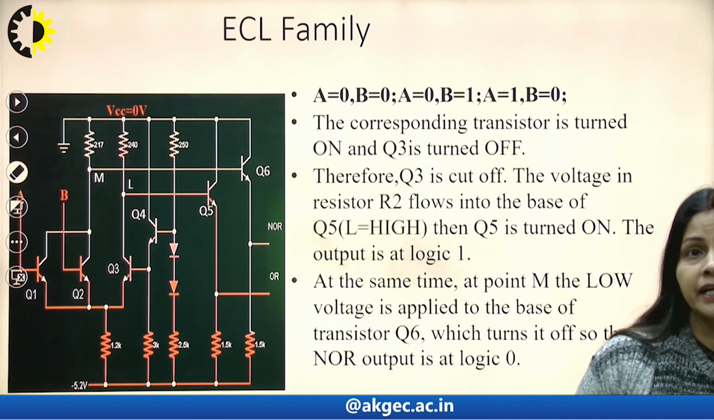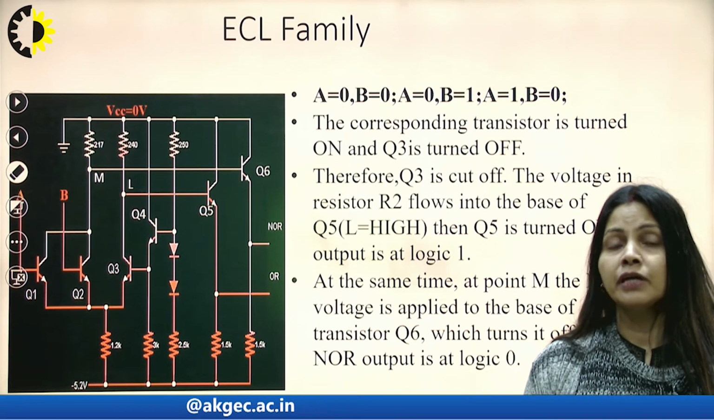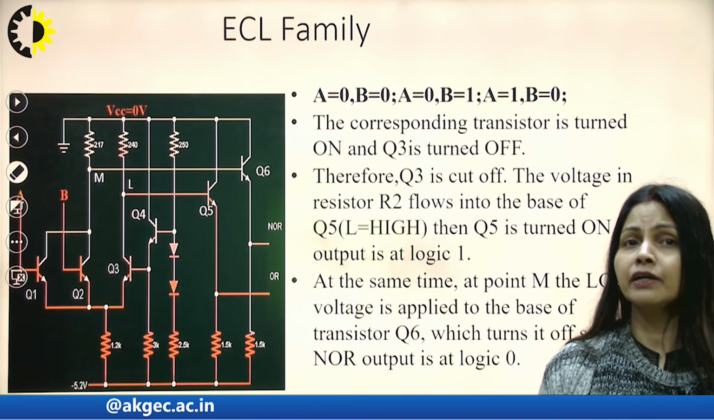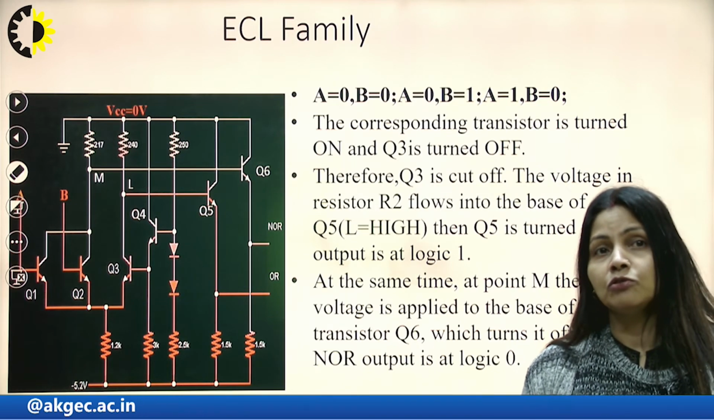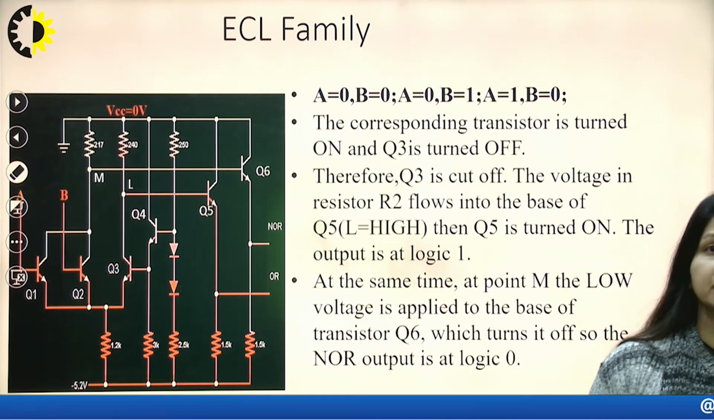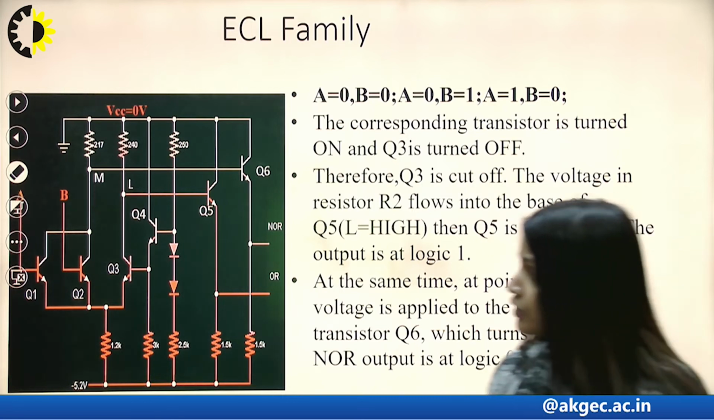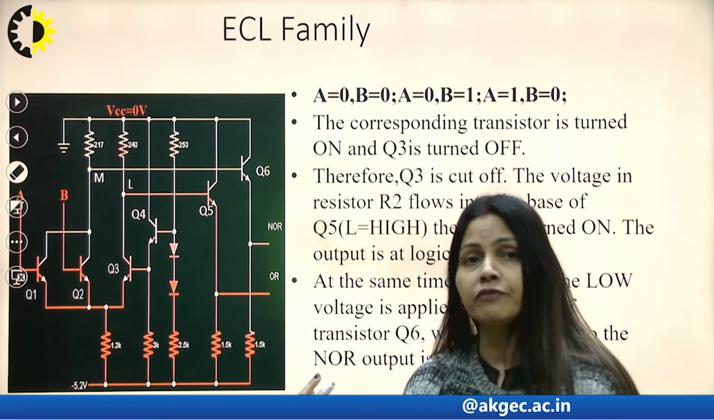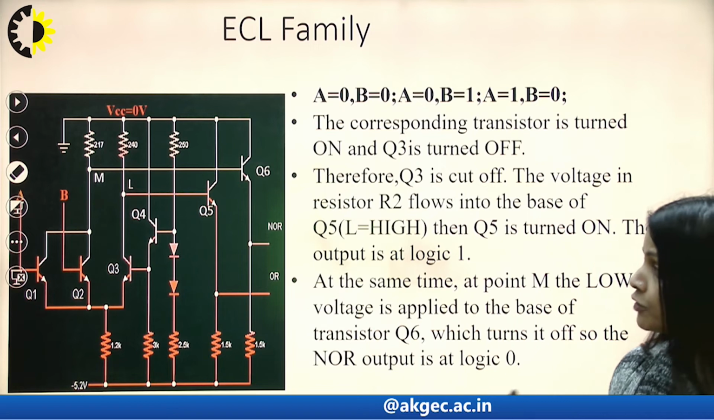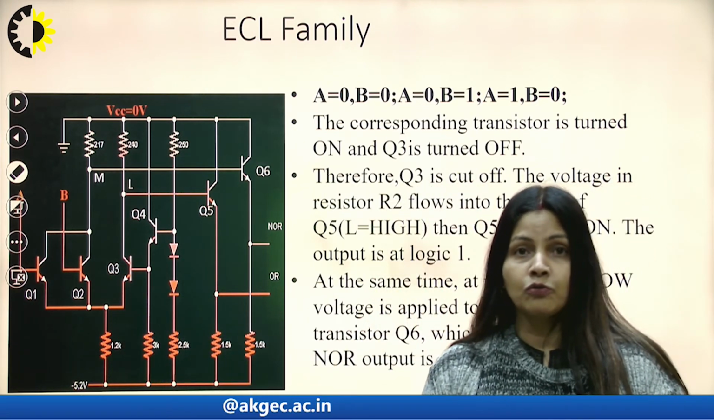So let us take an example for A is equal to 0, B is equal to 0; A is equal to 0, B is equal to 1; A is equal to 1, B is equal to 0. So the corresponding transistor is turned on and Q3 is turned off. See, if any one of Q1 and Q2 is on, Q3 will be off. If Q3 is off, see, all the cases are A is equal to 1, B is equal to 1.